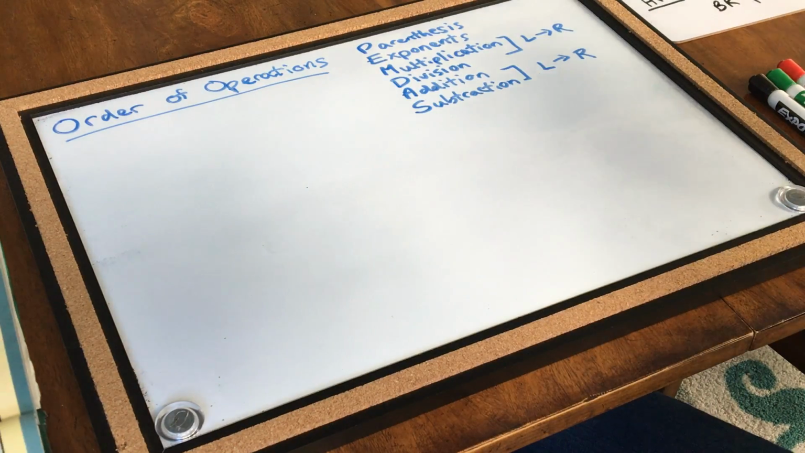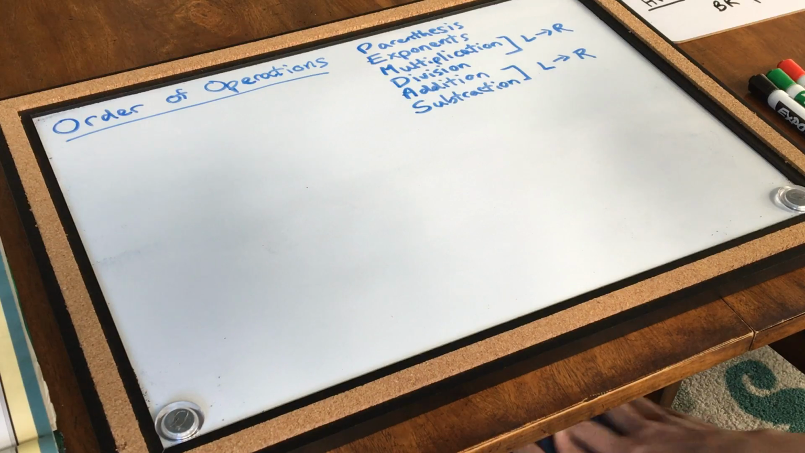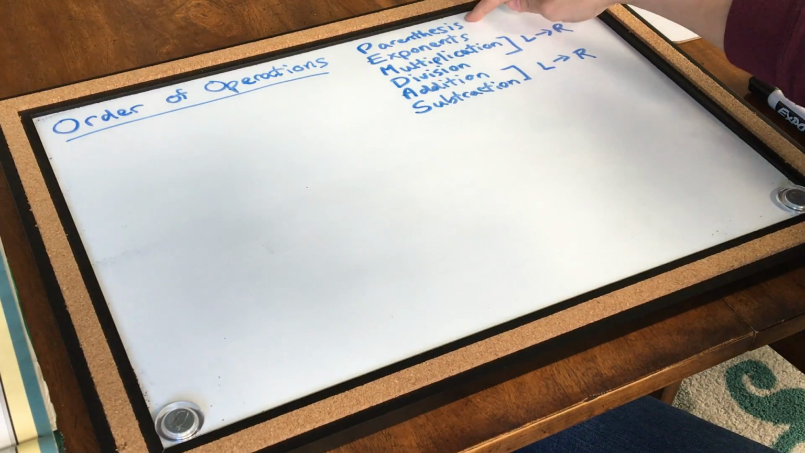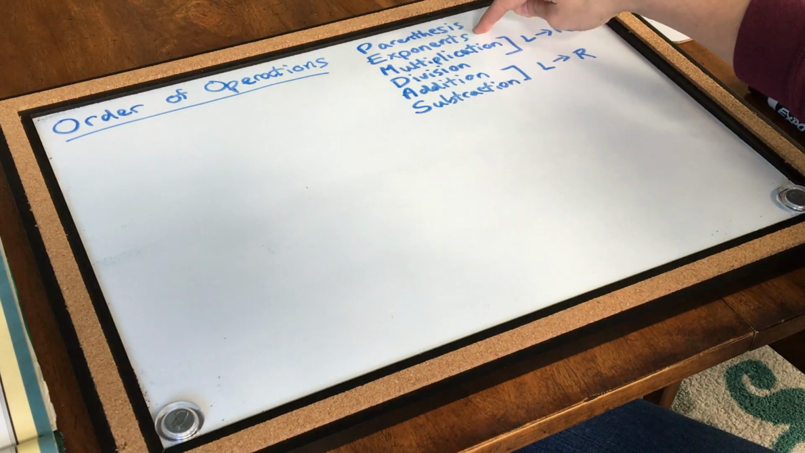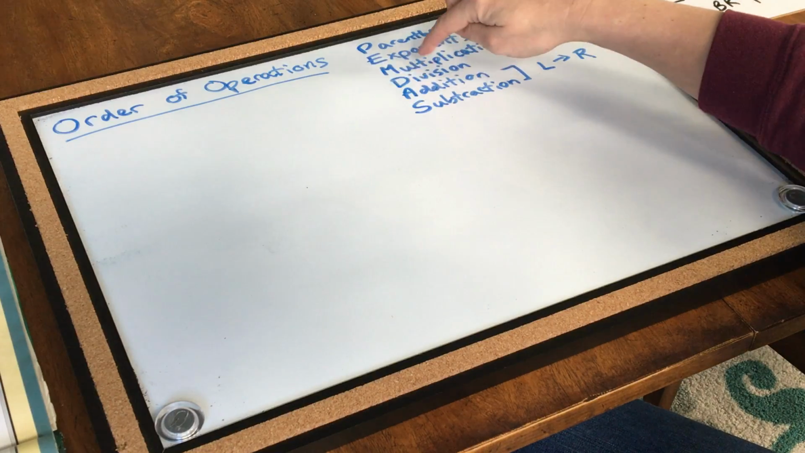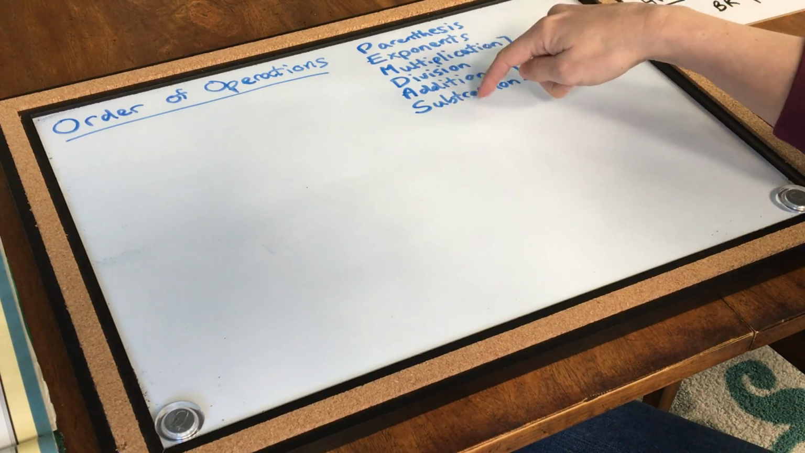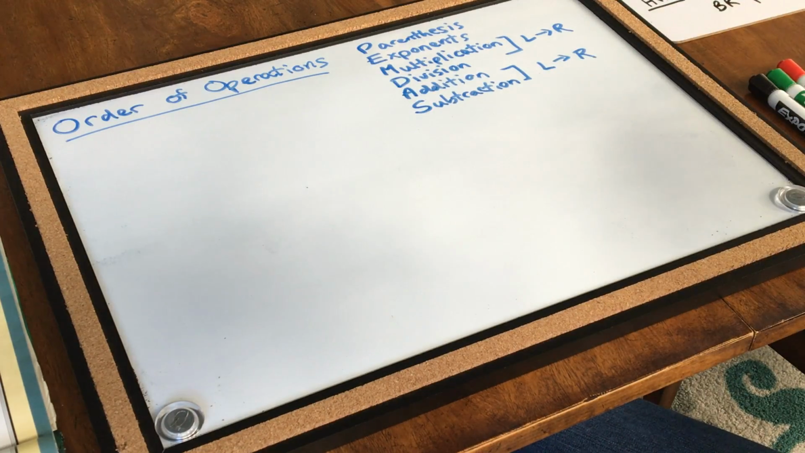So at this stage, the order of operations should be very familiar to you. First, when we're evaluating expressions, we do parentheses, exponents, then we do multiplication and division left to right. So these two go together left to right. And addition and subtraction, also these are grouped together and we do them left to right.